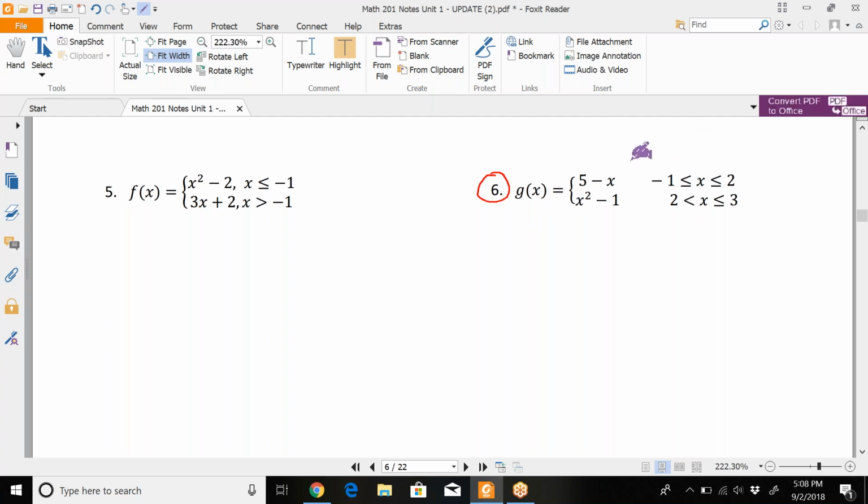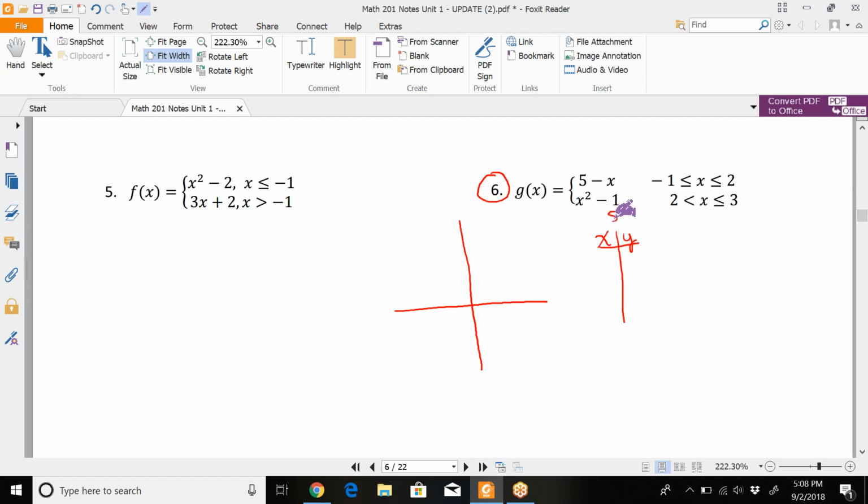So remember the directions for these: we're wanting to know on which interval this was continuous, if it was a continuous function. And remember, sometimes they're continuous everywhere but a certain point or something like that. So when it's a piecewise function, I highly recommend graphing it. It's easier to see what you're looking at then.